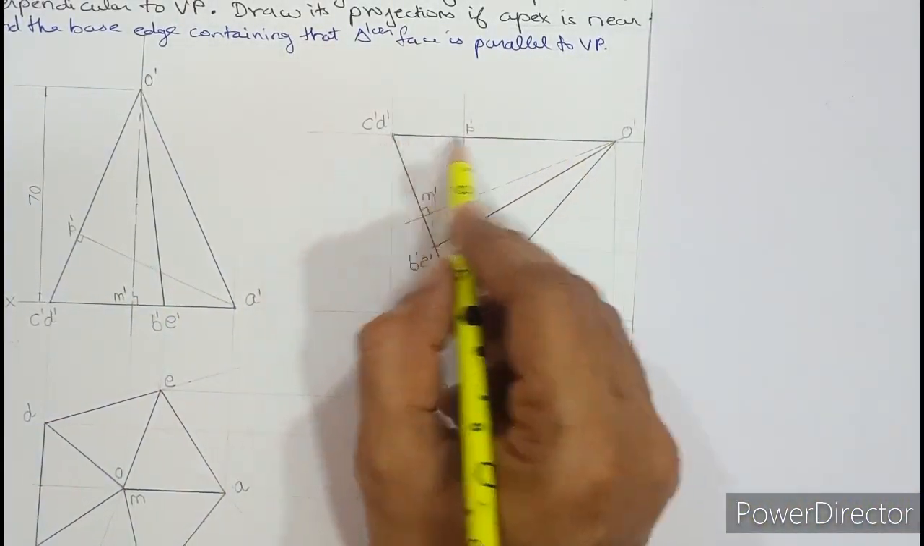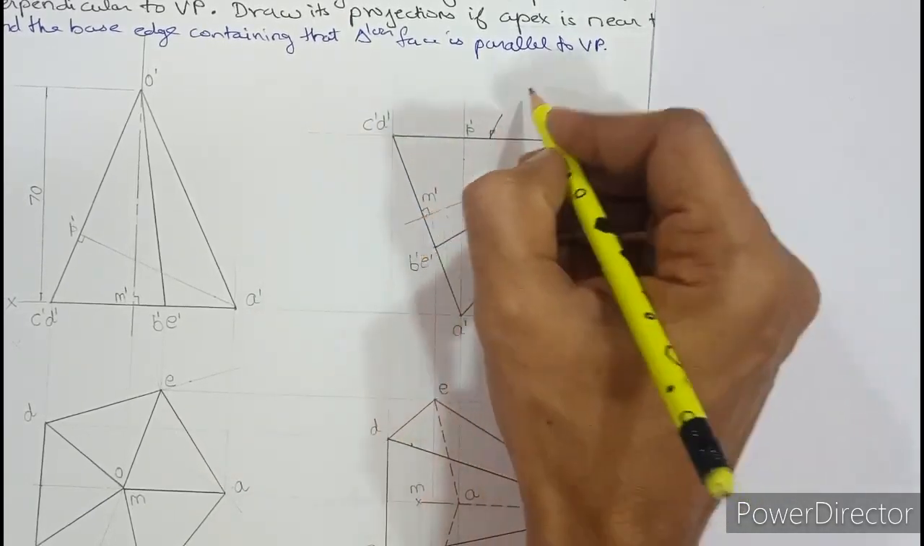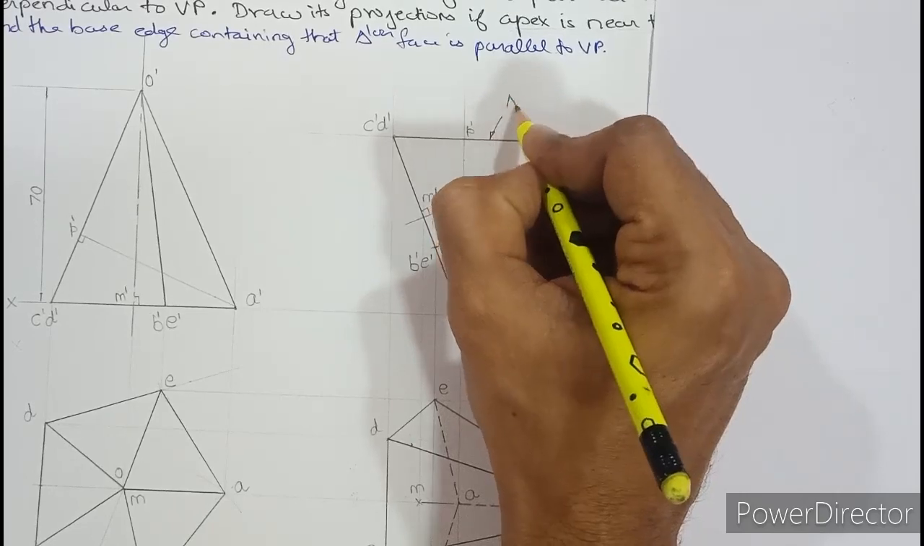So now this is the triangular face, because there are 3 points. So this is the triangular surface which is both parallel and perpendicular to HP. So this triangular surface I can write here.